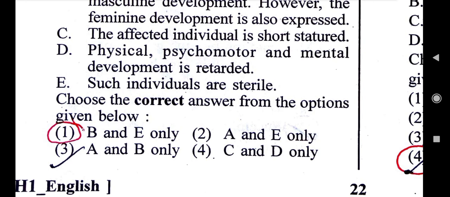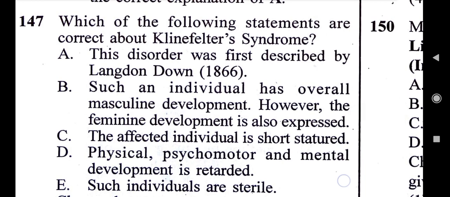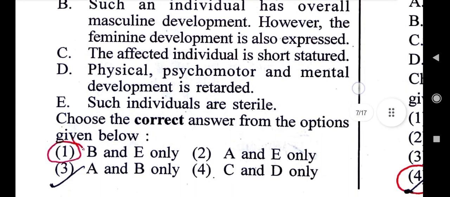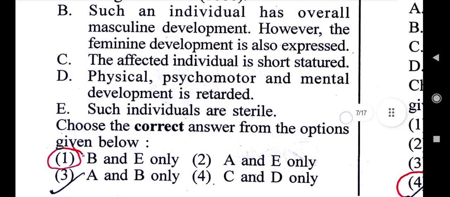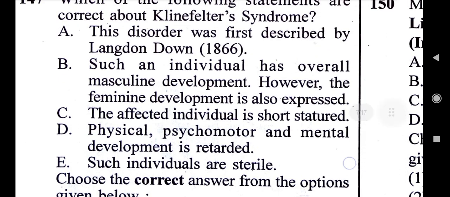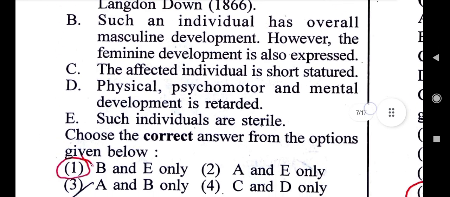Option 1 is the correct option. B and E only. So let's see once again. A: this disorder was first described by Langdon Down in 1866. No. So B and E only is the correct answer. Option B: such an individual has overall masculine development, however the feminine development is also expressed. This is right. And option E is also right. So option 1 is the correct option, B and E only.